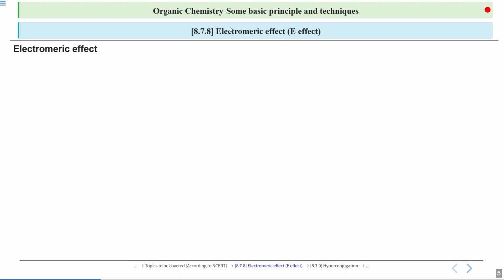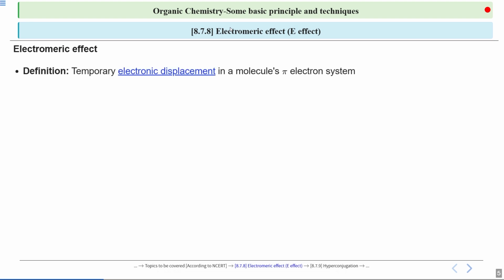Let us start with the electromeric effect. The electromeric effect is a temporary electronic displacement and it operates through the pi electron system. So this is the only electronic displacement which is temporary in nature.